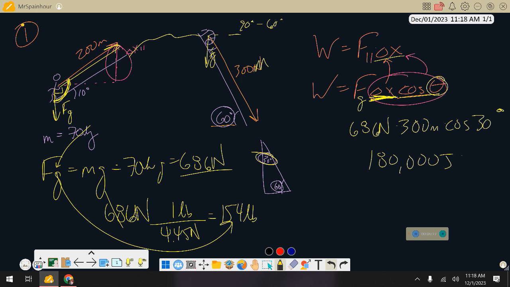Notice in the first example we got negative because gravity is keeping the person from running up the hill, and in the second case we got positive because gravity is certainly helping the person go down the hill. Hopefully that helps with number one.